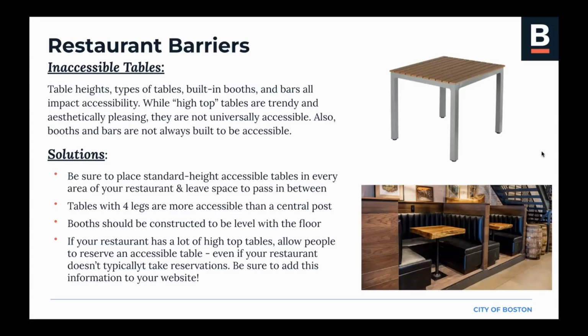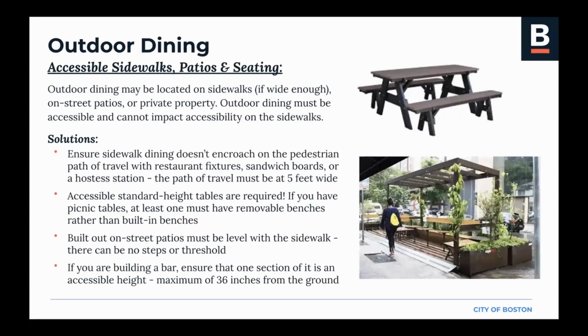and make it an option for them to reserve a specific table that's accessible. Outdoor dining might be located on sidewalks if they're wide enough, on street patios or private property. And outdoor dining must also be accessible. It can't impact accessibility on the sidewalks. So we want to make sure that sidewalk dining doesn't encroach on the pedestrian path of travel with restaurant fixtures, sandwich boards, or hostess stations, things like that. The path of travel must be 5 feet wide.